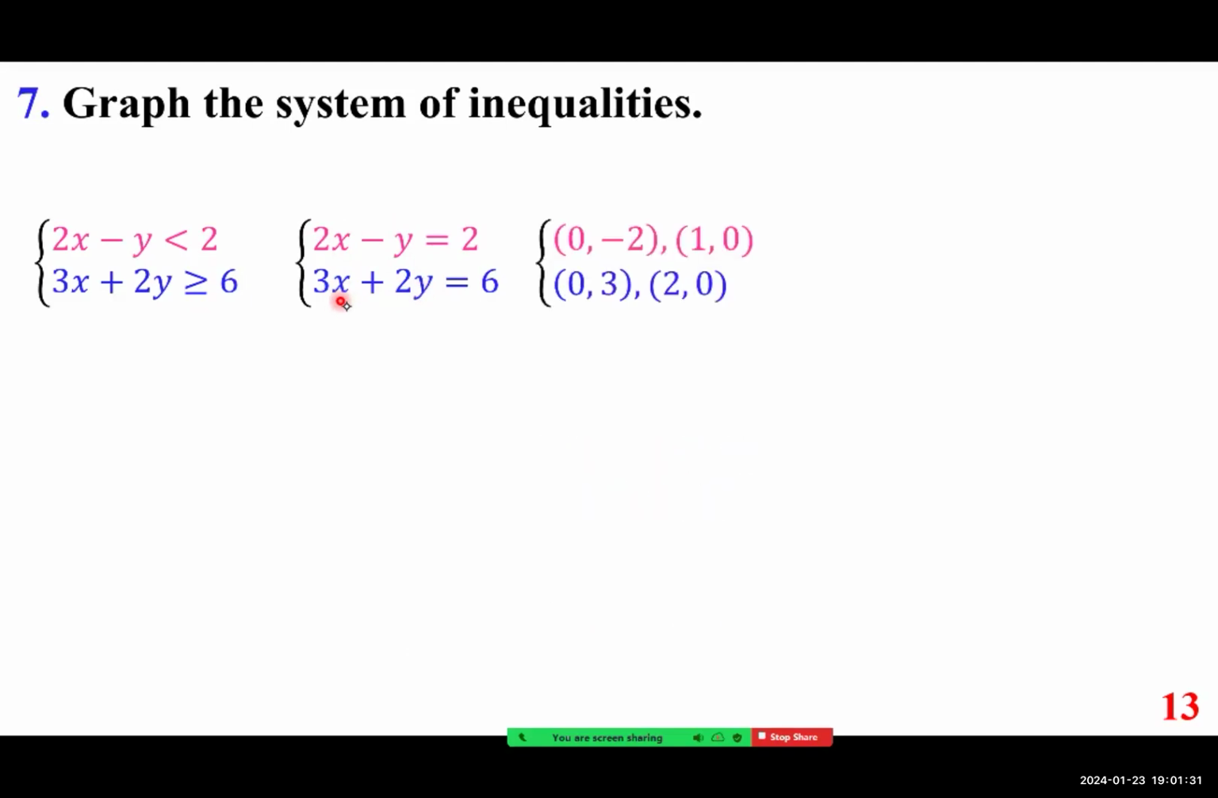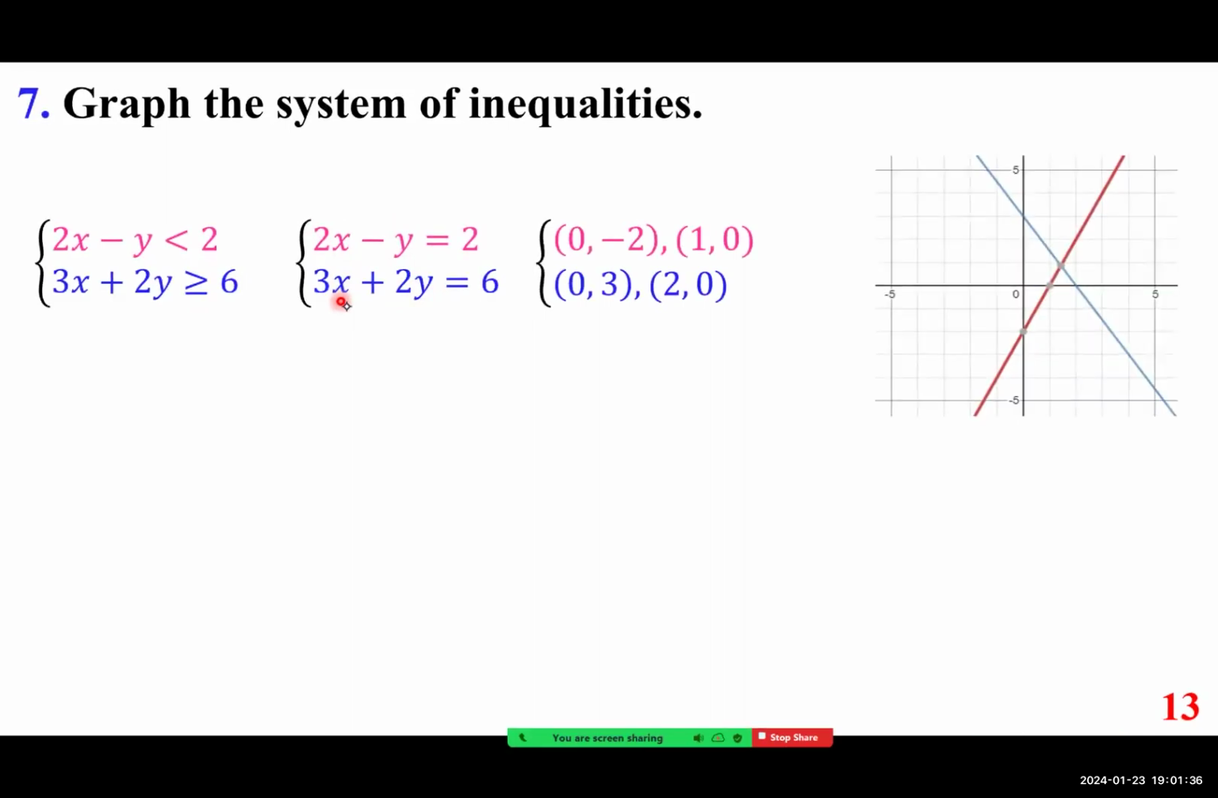Okay, I'm assuming nobody has any problem with intercepts. And so you graph the two lines. This is 2x minus y equals 2. This is 3x plus 2y equals 6. And please understand you have 1, 2, 3, 4 regions. 4 regions. And one of those 4 is the solution.